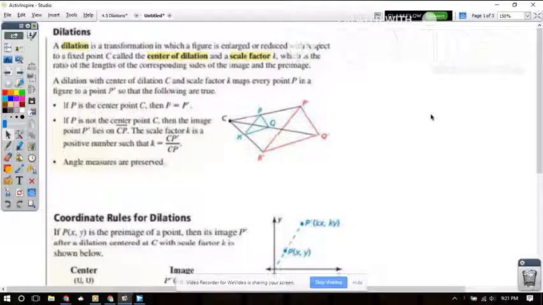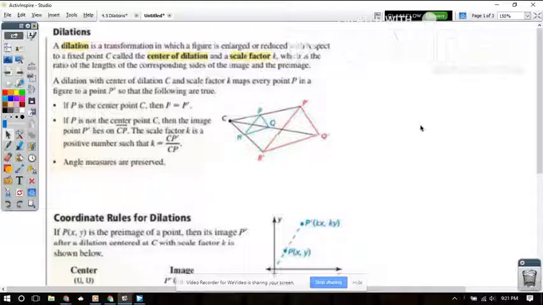Hello, class. Today we're going to talk about dilations. Now, dilations are another form of transformation. Like we've done before, we've seen translations, reflections, and rotations. So today we're going to look at dilations.